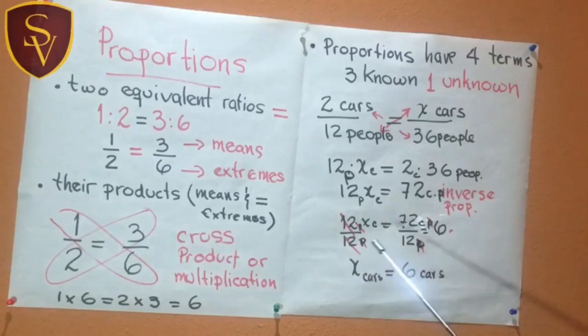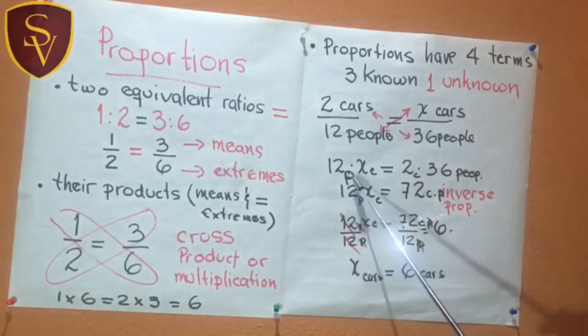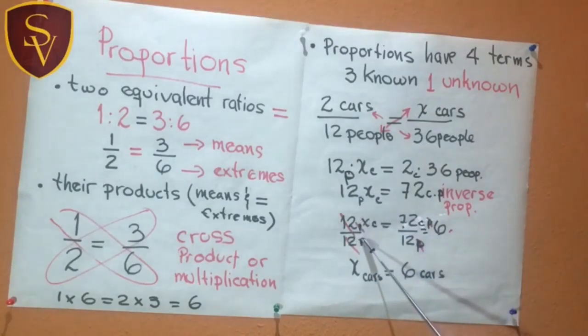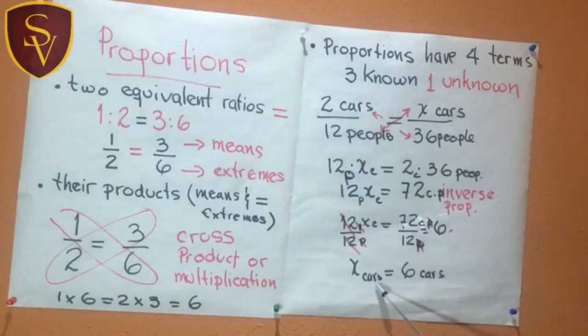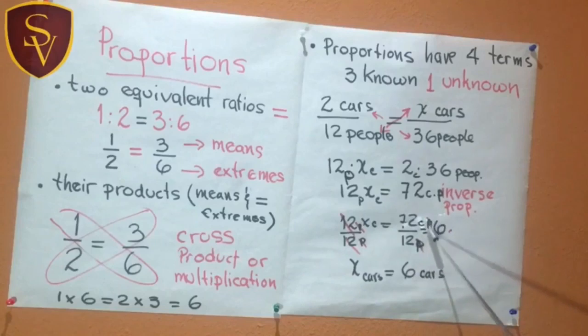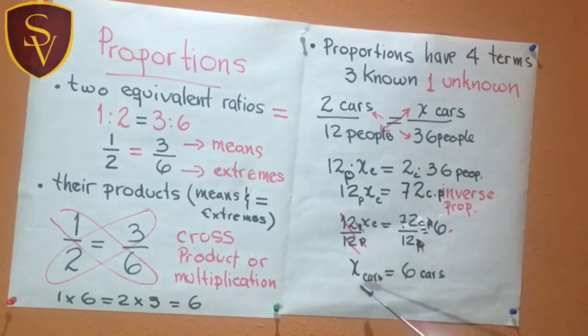So I also can cancel out the names. So people are cancelled out with people. And the only thing that's left is x cars. C stands for cars. 72 cars people, and we have 12 people. So people are canceled out, so the only dimension left is cars. So the answer will be that we need 6 cars to take 36 people.